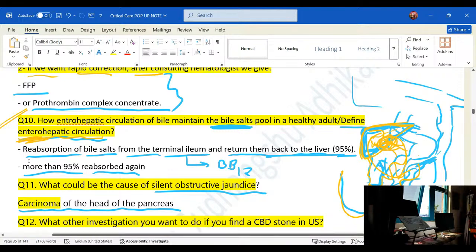And the remaining 5% is actually supplied by the food source. So that's why healthy adults maintain their 100% circulation. Otherwise, if they lose 5% every day, then ultimately in 10 days their whole bile salt supply will be zero. You got my point.